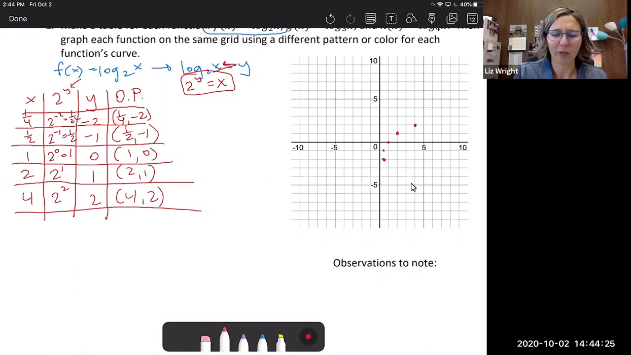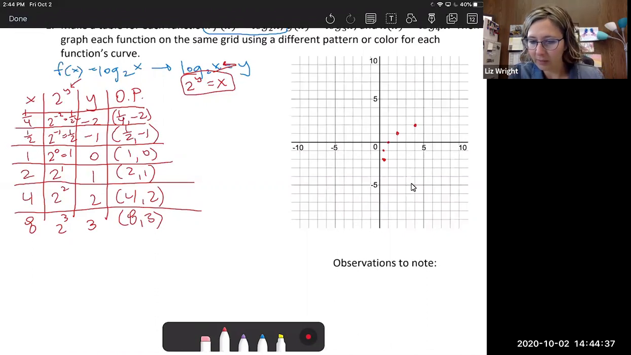If you wanted to, you could do the next one where let's say if we did 3, and it'd be 2 to the 3rd, and that's going to give us 8. So you could graph the point 8, 3. Let's see here, 5, 6, 7, 8. So it's 8 up to 3, and we could graph that one. All right, so we've got this line. There's your log curve.